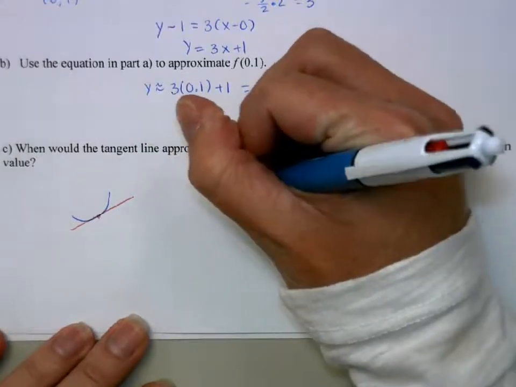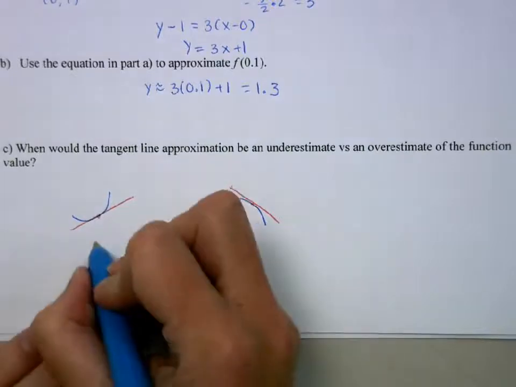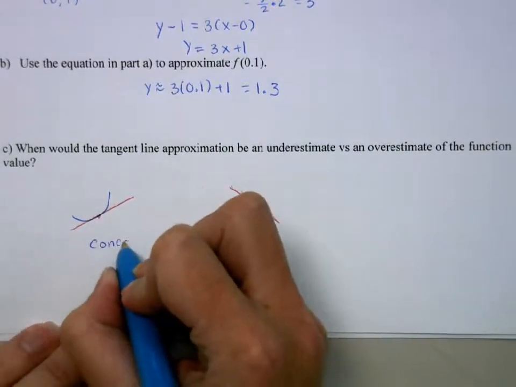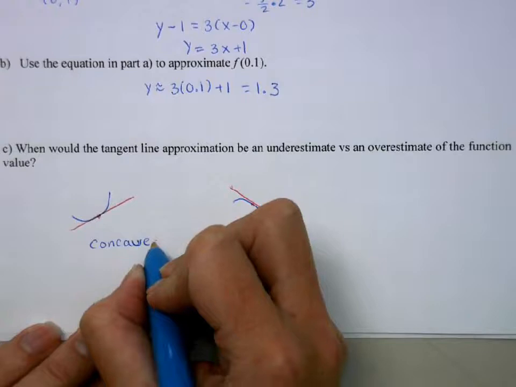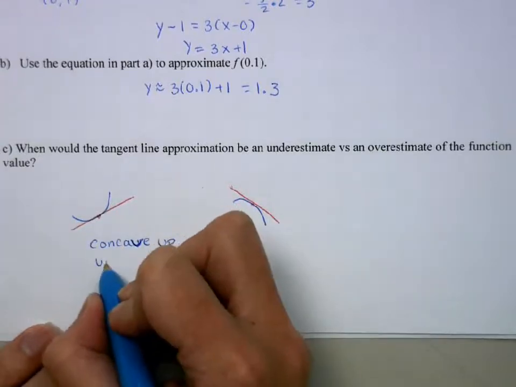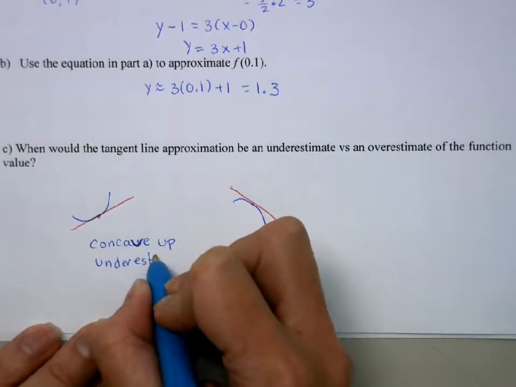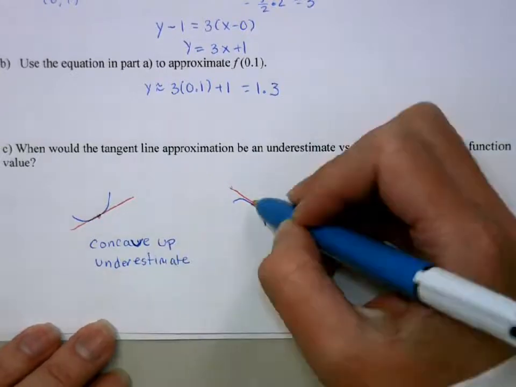So if it's concave up, okay, it's going to be an underestimate, as the tangent line is below. Okay, if it's concave down, then our tangent line is going to be an overestimate.